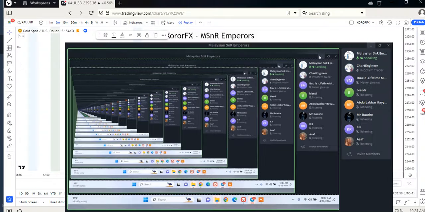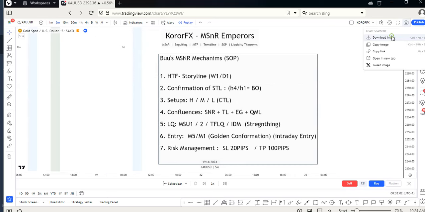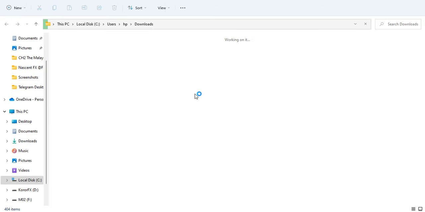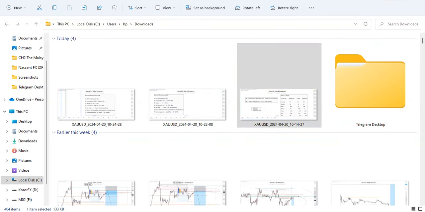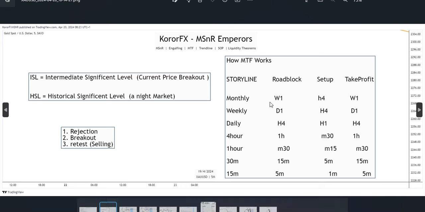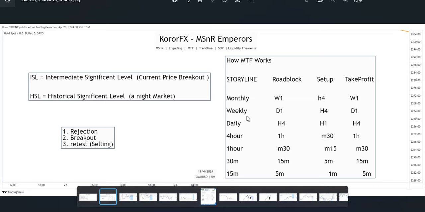Understand? You came late, because that's like MTF, which we discussed a couple of minutes ago. For a storyline, if you don't have a monthly storyline, you can use weekly. If you don't have a weekly storyline, you can use daily. If you don't have a daily storyline, you can use H4. If you don't have H4, you can use 1 hour. If you don't have 1 hour, you can use 30 minute. If you don't have 30 minutes, you can use 15 minute. But you must know the tricks, because each time frame has road blocking, setup time frame, and take profit time frame. If you know the MTF and how MTF works, then you can use any storyline on every time frame.